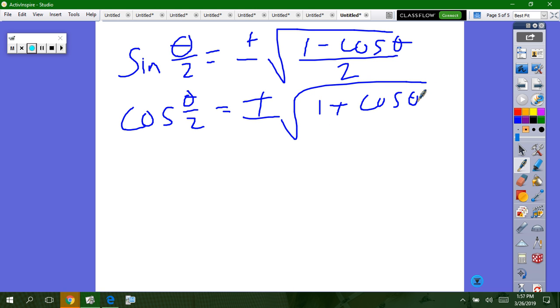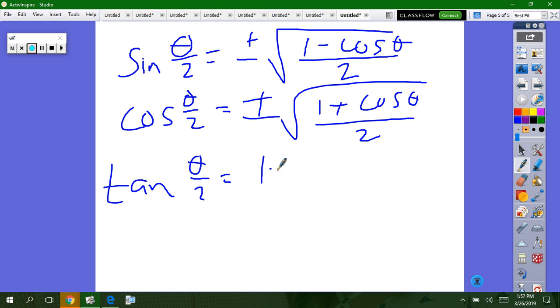Can anybody tell me why there's plus or minus? Hold on, don't say it yet though. Here's tangent. I'm going to write it for you. I don't usually write tangent, but on these ones it's especially nice to know the tangent because it gets nasty. Is anybody on that page? I'm going from memory. We're going to go this.